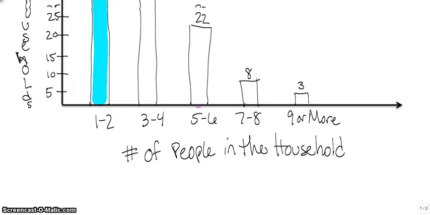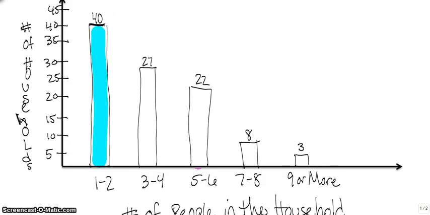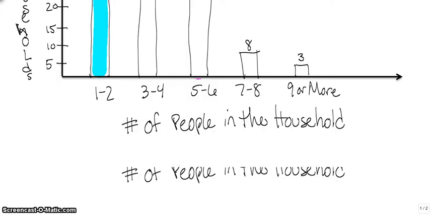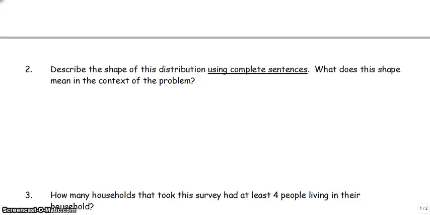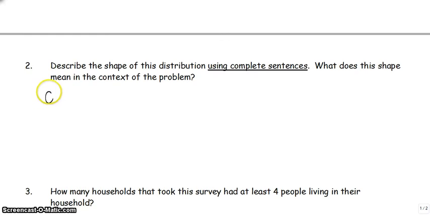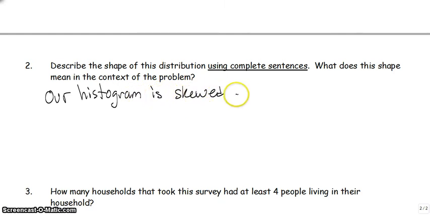Well, let's take a look at our shape. As we look at our shape, the shape looks to be skewed right, with the least number of households all the way to the right. So let's describe that shape. Our histogram is skewed right.